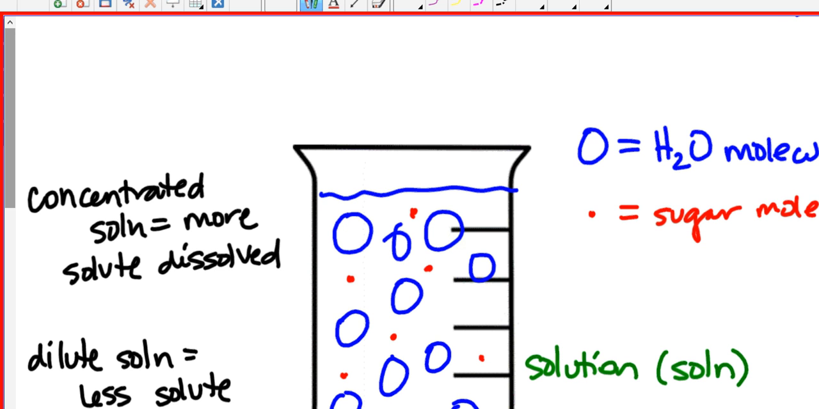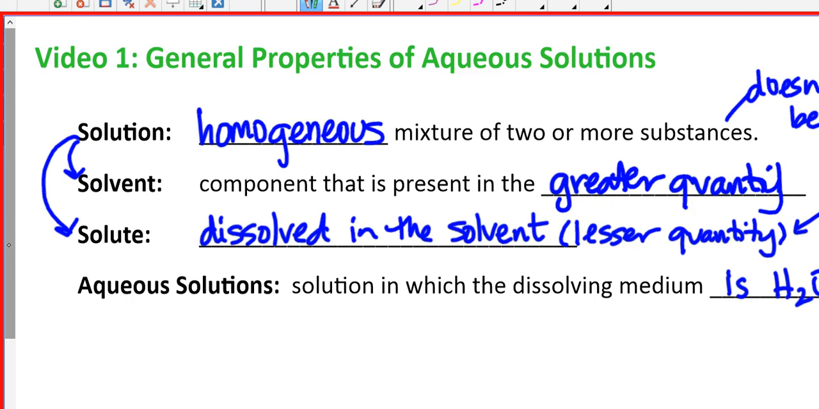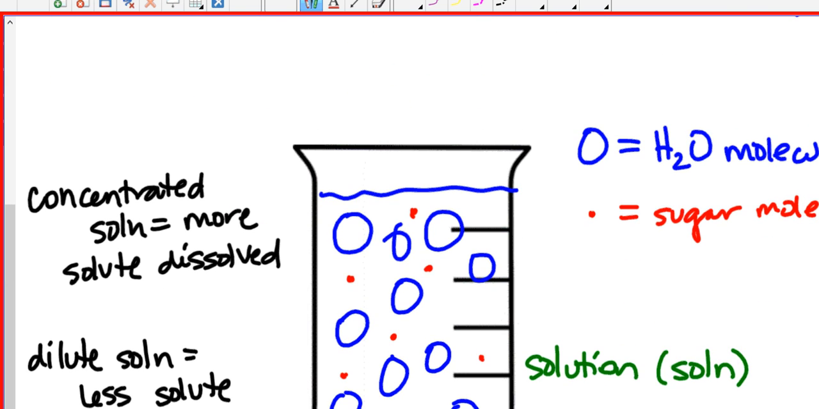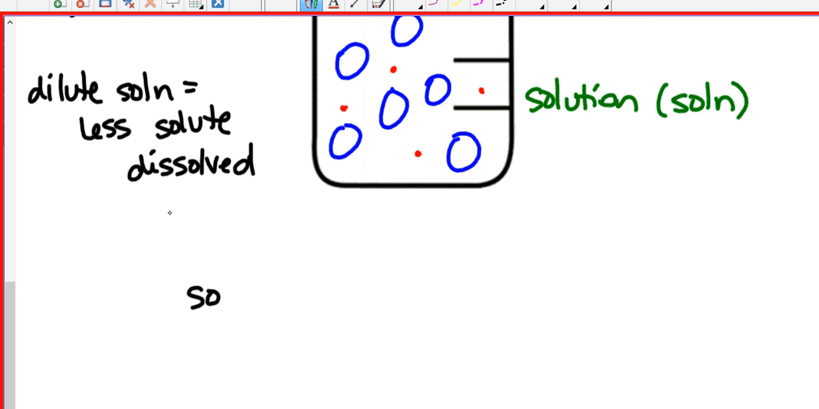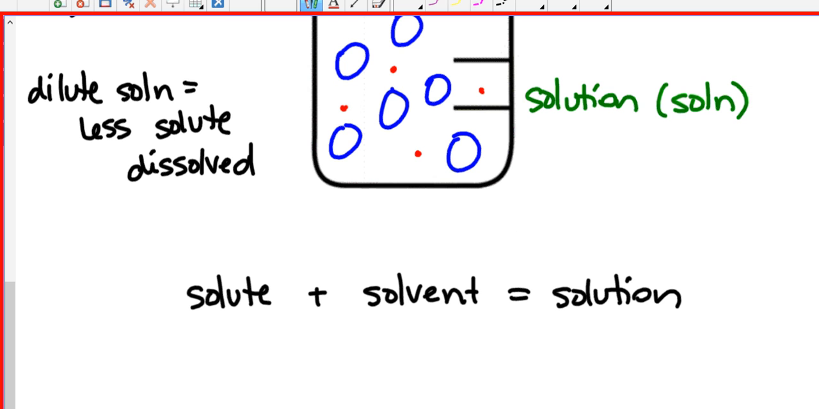So some more examples. If we make a little chart: solute plus solvent equals your solution. To give us some examples, let's say I'm looking at the solution of air. So this is a gas, that's a solution. What's our solute, what's our solvent? Well, whatever gas is the most abundant, the greatest quantity, that's going to be our solvent. And in our air that we're breathing in, that is nitrogen.